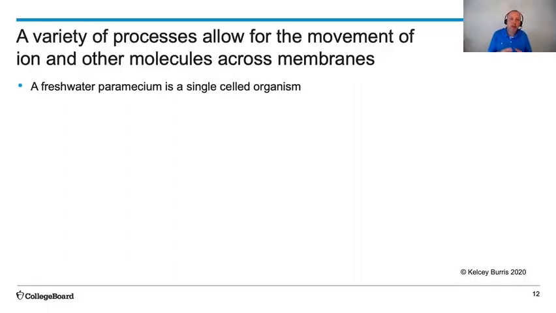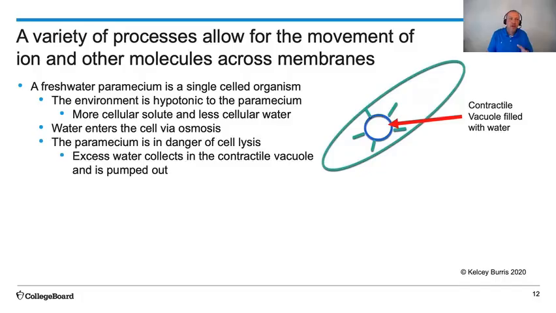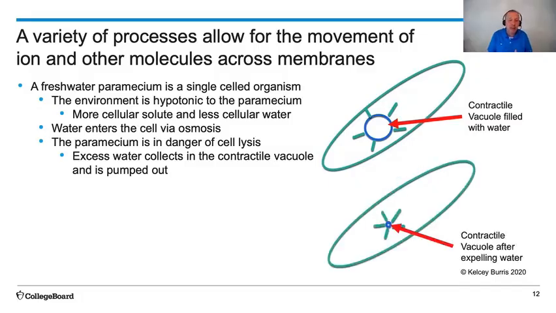A freshwater paramecium is a single-celled organism. The environment in which it lives is hypotonic, which means that it has more cellular solute and less cellular water. Water enters the cell via osmosis. The paramecium is then in danger of the cell lysing, so excess water collects in the contractile vacuole and then is pumped out, as shown in the illustration.